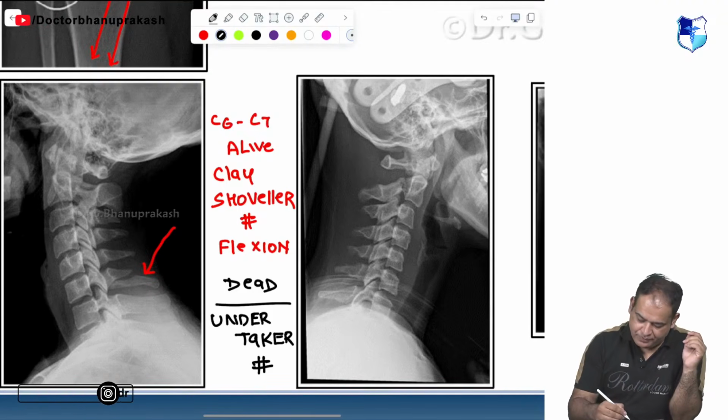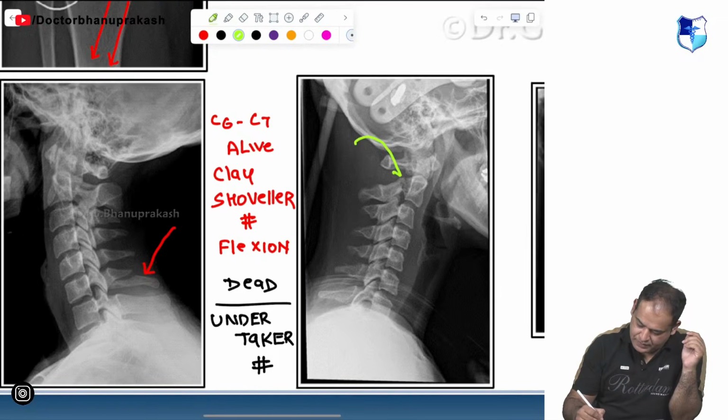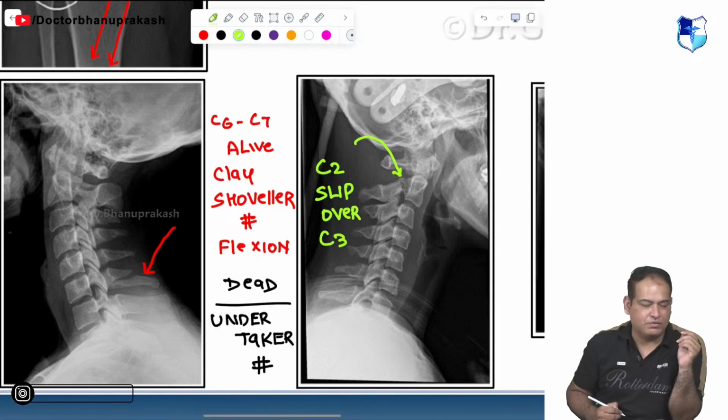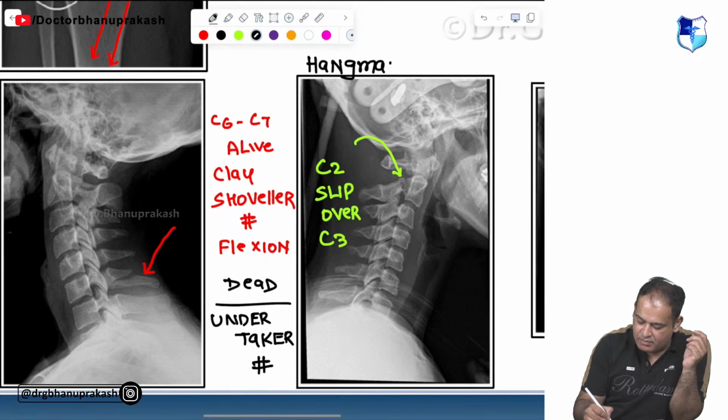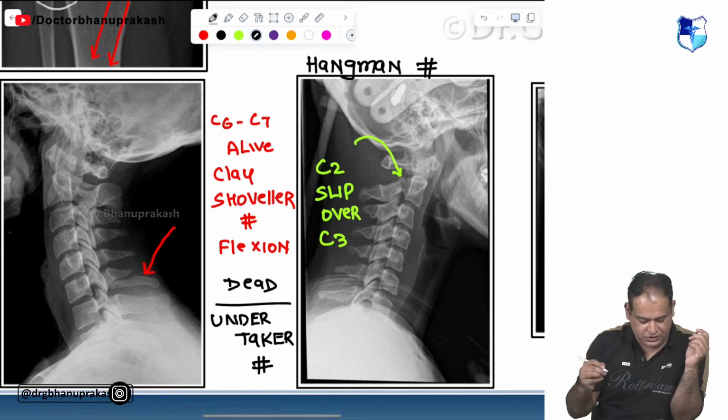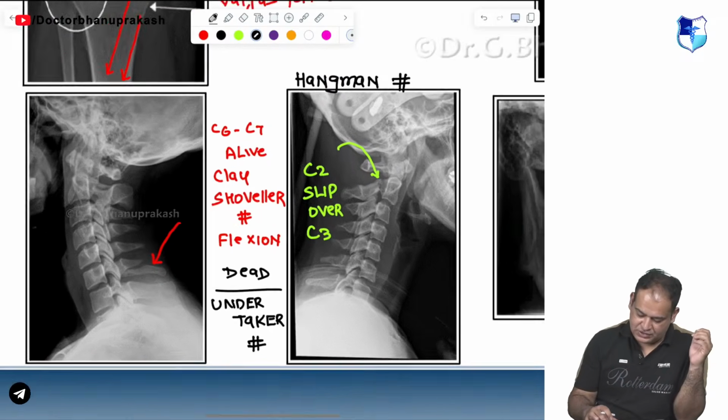Now, here, what you see that there is a fracture. So, C2 vertebra, it slips over C3, fine. तो ये फ्रैक्चर कौन सा हुआ जी? This is hangman fracture. Hangman fracture. Very good.